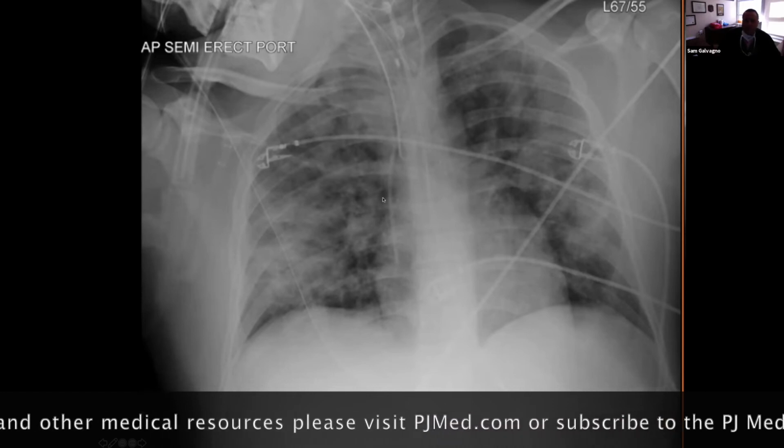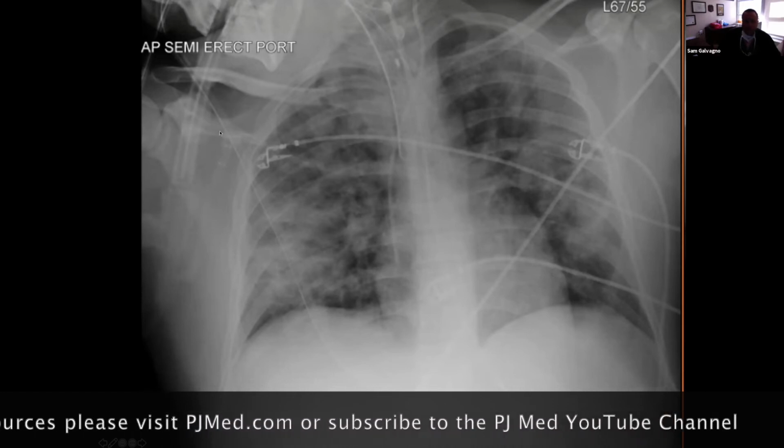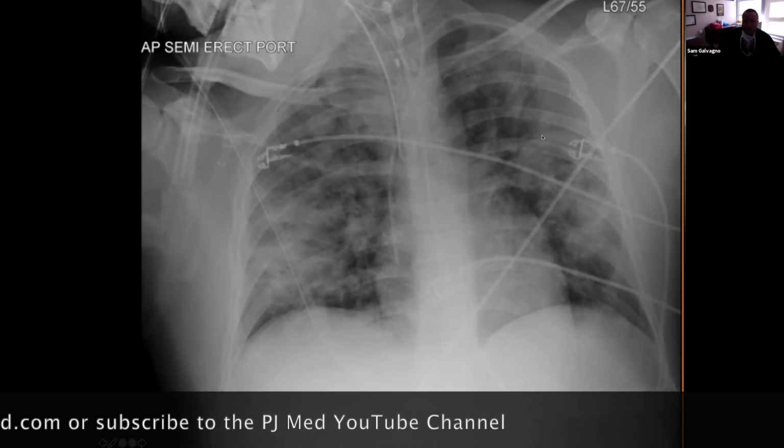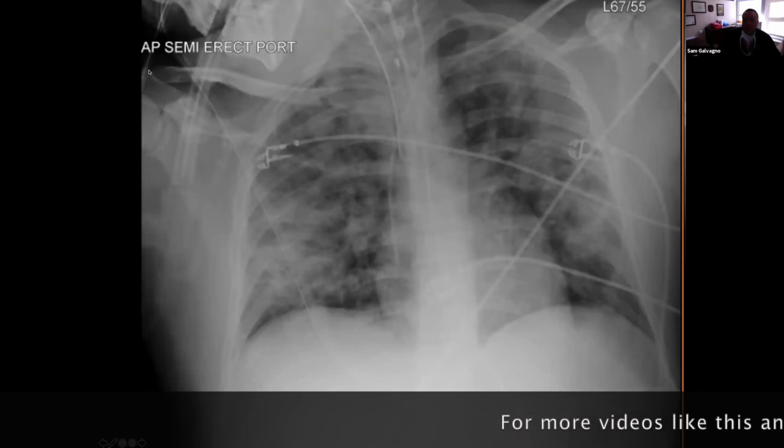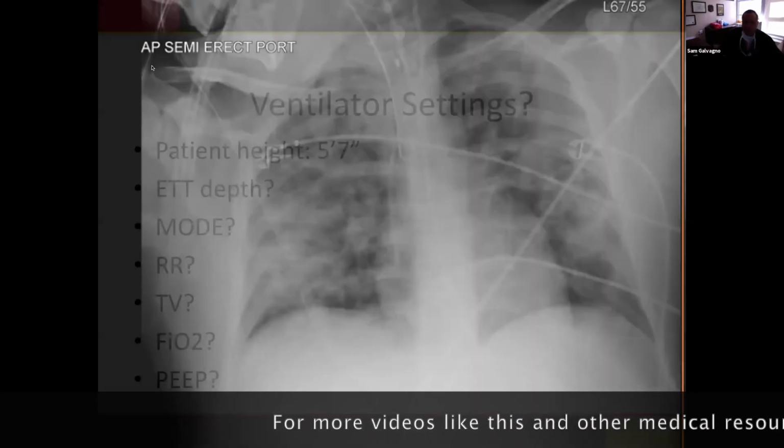You can see some other things they've already done, like a central line. There's some other tubes, EKG leads. So we're not going to get into chest x-ray reading, but just the site recognition of what this disease tends to look like. This is a classic x-ray for a COVID-19 patient, okay?